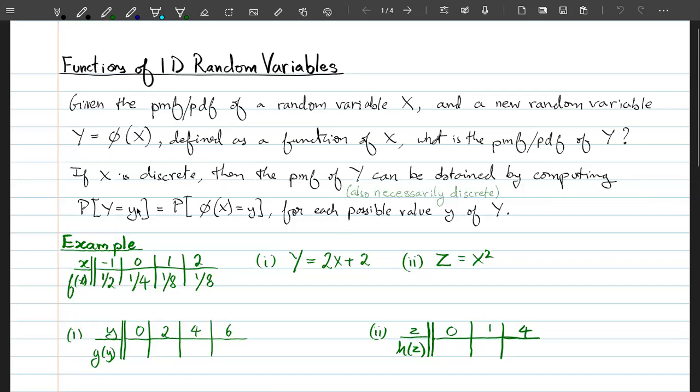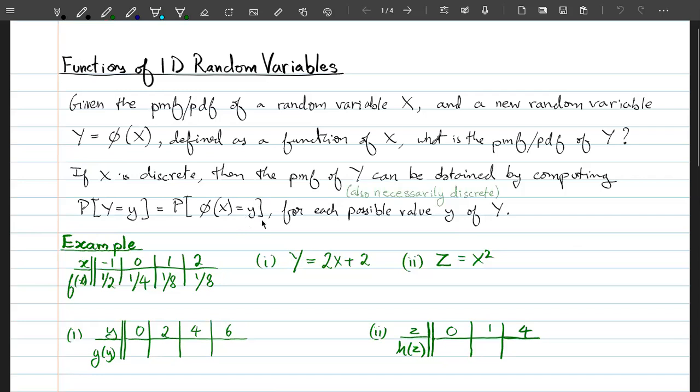So if x is discrete, it has a PMF f of x, and in that case, the PMF of y can be obtained just by equating probabilities. So recall that the probability mass function is the probability that the random variable takes a particular value, for all possible values. So in the case of y, its probability mass function, say g of y, is the probability of capital Y being equal to a given value, small y. And since y is phi of x, we can write that as the probability of phi of x equal to a certain value y, for every possible value of y.